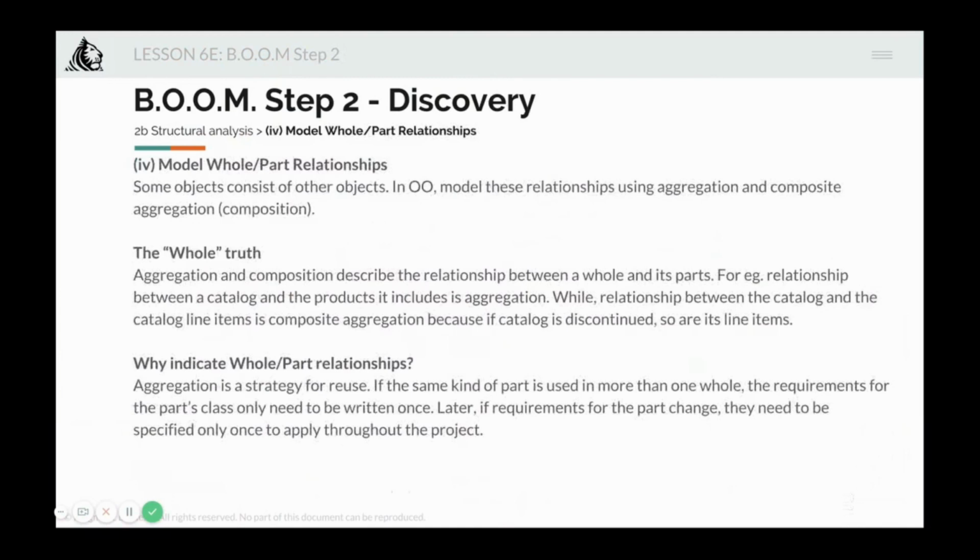And why should you indicate whole part relationships? Well, aggregation is a strategy for reuse. If the same kind of part is used in more than one whole, the requirements for the part's class only need to be written once. Later, if requirements for the part change, they need to be specified only once to apply throughout the project. These relationships also help the product manager to distinguish between properties that are important for the whole and properties that are relevant to the parts.